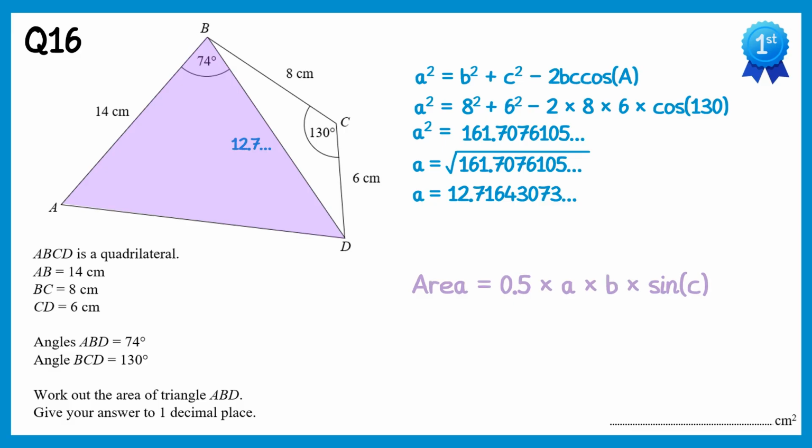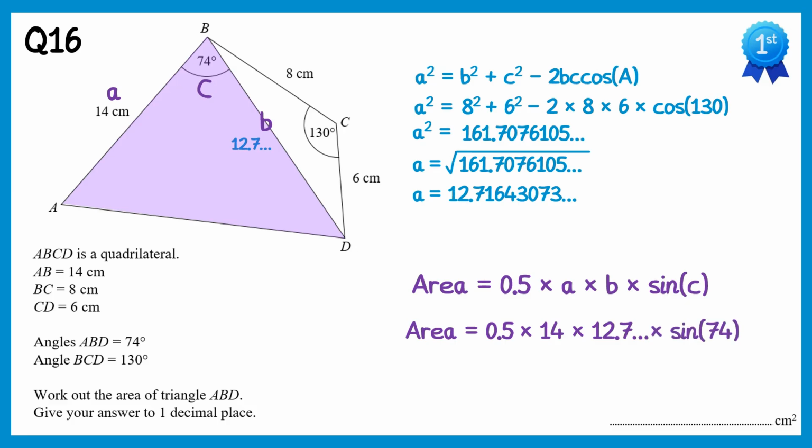We're going to use the rule half ab sine C. a and b are the sides either side of the angle you're going to use. So we could say that 14 is the a, 12.7 and so on is the b, and C is the angle in between them. So we just do 1/2 times a, which is 14, times b, which is 12.7, and so on, and times sine of 74.